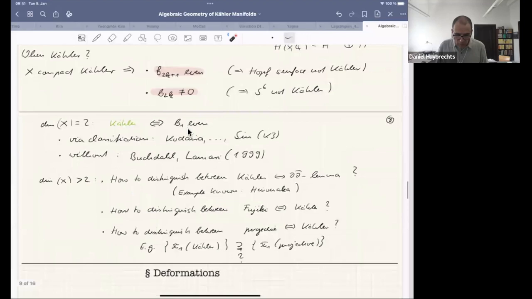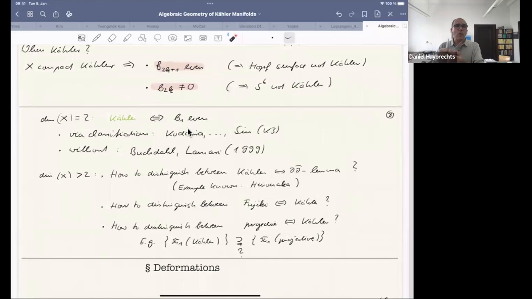Okay, so what happens with this distinction between compact complex and compact Kähler in dimension two? It turns out there's a very nice criterion that tells you exactly, once you know the cohomology, whether the surface is Kähler or not. The criterion: a compact complex surface is Kähler if and only if the first Betti number is even. That's a purely topological condition. If the Betti number is even, then this is Kähler.